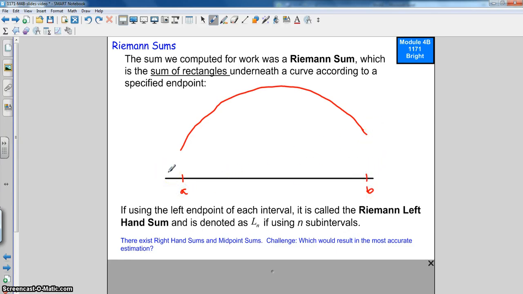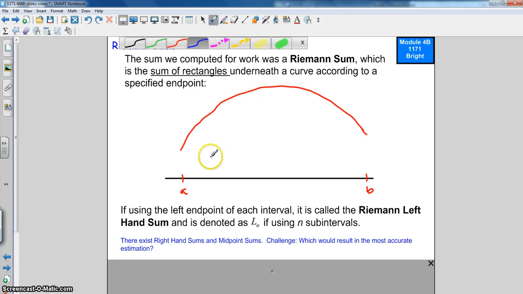And so how we determine the Riemann sum is it's essentially the area underneath a curve according to the sum of rectangles. And in this module, we're going to focus on using the left endpoint only. There are right-hand sums and midpoint sums, and so I want you to think about which one would result in the most accurate estimation for the area underneath this curve.